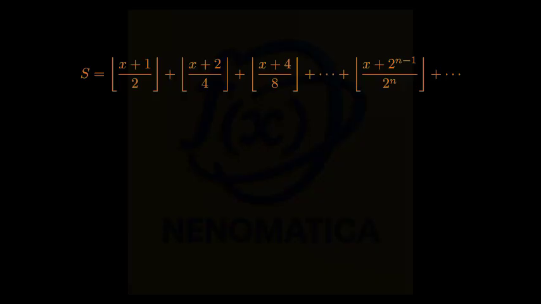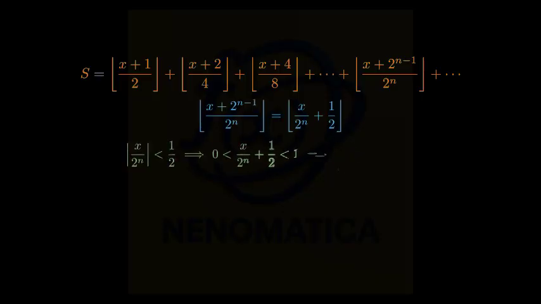First observation. For large n, each term becomes tiny. Write the nth term like this: floor of x over 2 to the n plus 1/2. As n grows, the absolute value of x over 2 to the n becomes smaller than 1/2. That pushes the inside between 0 and 1, so its floor is 0. This shows the series only has finitely many non-zero terms.